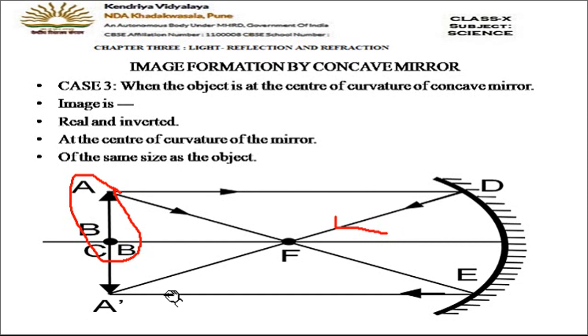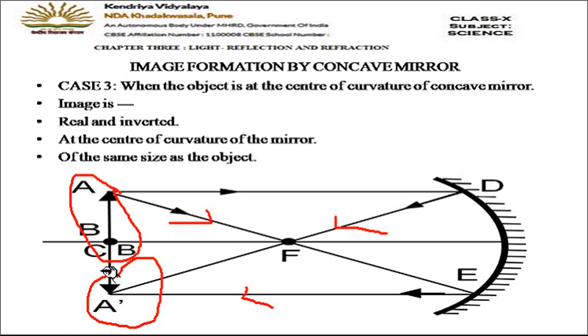Okay, I think this rule will be clear to everyone now, that whenever a ray of light passes parallel to the principal axis, after reflection it passes through F. And this is now rule number 3 we are following, that whenever a ray of light passes through F, okay, this is the second incident ray which is passing through F, after reflection it becomes parallel to the principal axis. You can see that both of the reflected rays are meeting at point A dash.